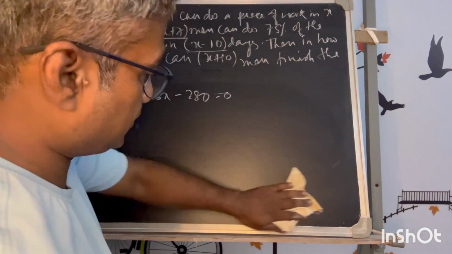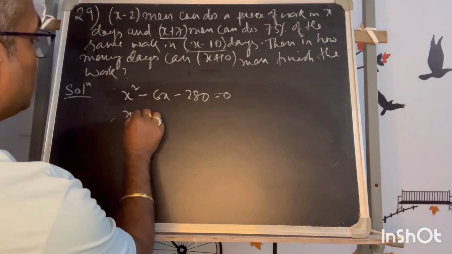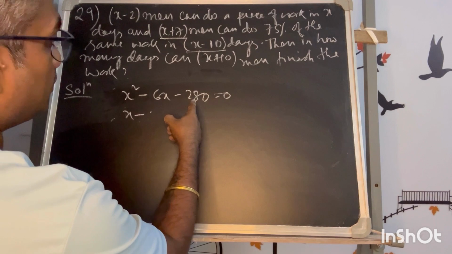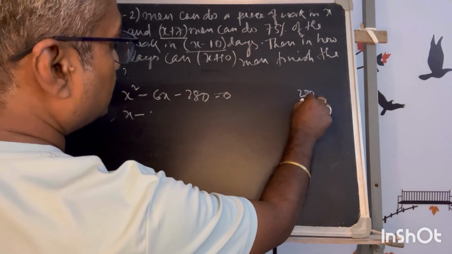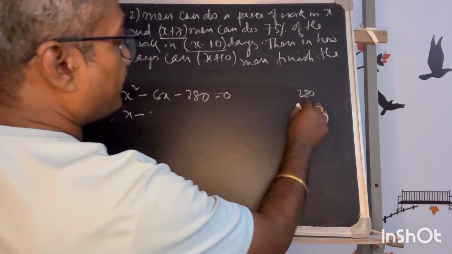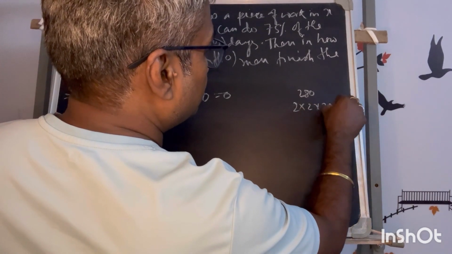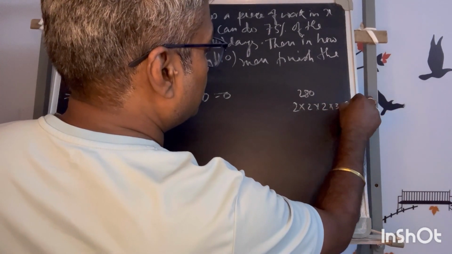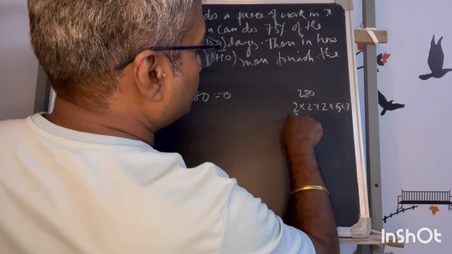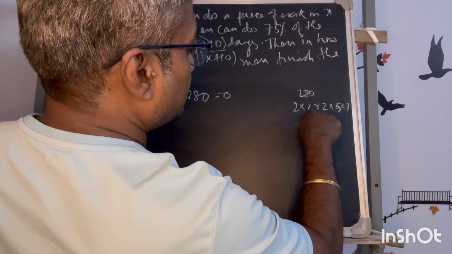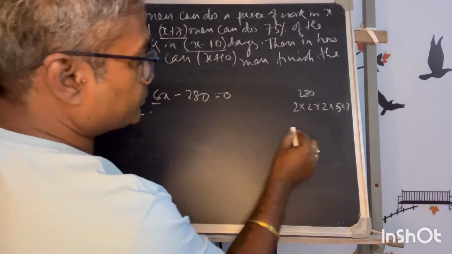This is a quadratic equation, so it must have two roots. So how will you solve that quadratic equation? 14 into 20 is 280. Now 280 is equal to 2 into 2 into 2 into 5 into 7. So now I have to arrange it in such a way that I will get this one.